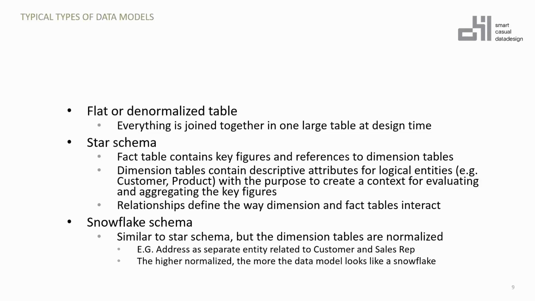In a Snowflake schema, you would actually extract the address fields of both dimensions and combine them into a separate address entity or address table. And both the sales rep and the customer table would have a relationship to this address table. And the more you do this, the more you split up your dimensions into logically separate parts to increase your level of normalization, the more this star schema will look like a kind of snowflake, because you will have more and more relationships and more satellites.